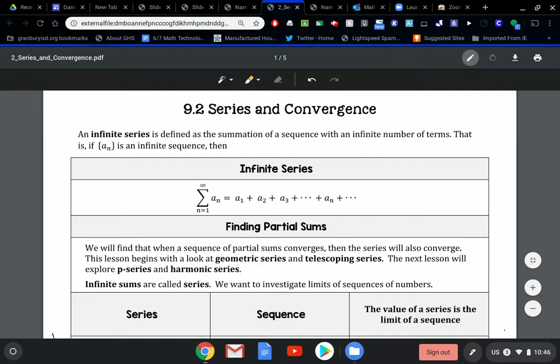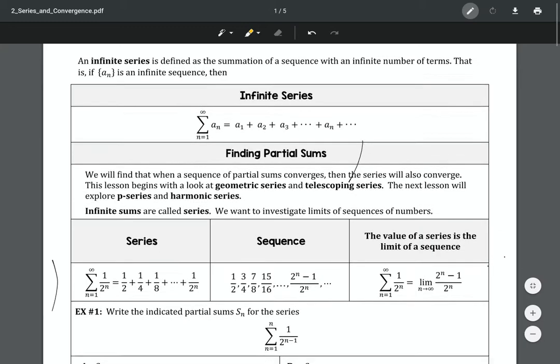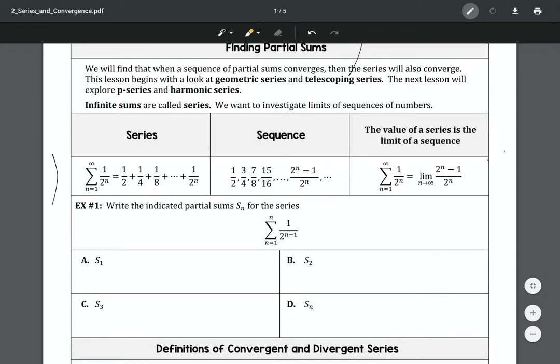So today we're going to talk about series and convergence. Last time we talked about sequences, and there's another thing called a series. Basically, a series is when you add up all the terms in a sequence, right? So for example, a series is this. Notice that you're adding every single term to one another, whereas with a sequence, you're just listing those items, all right?